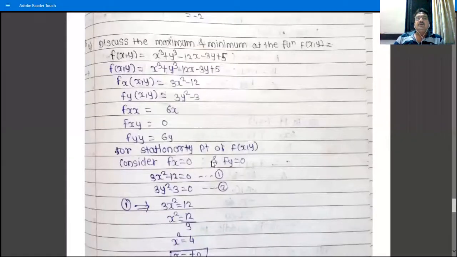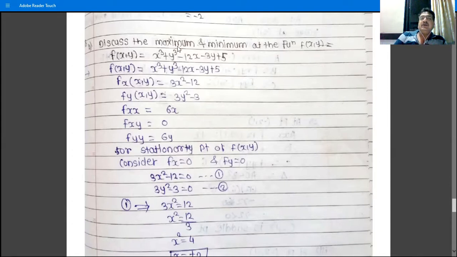Next example on extreme values or maximum and minimum values. So the question is: discuss the maximum and minimum of the function f(x,y) = x cube plus y cube minus 12x minus 3y plus 5. Or the question is: discuss the extreme values of the function, or find the maximum and minimum value of the function.